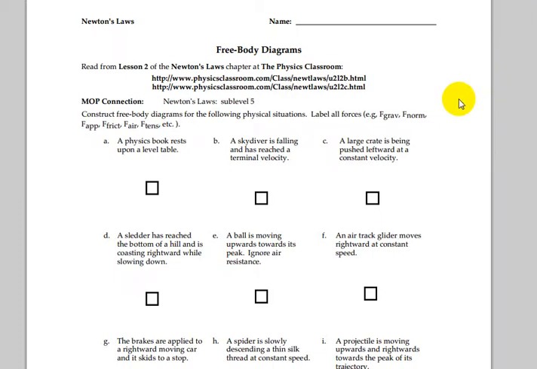Welcome back, Science 10. This is the last assignment in the FM3 booklet, and it involves drawing free body diagrams. And the two pages you are to go to are listed at the top of the page.